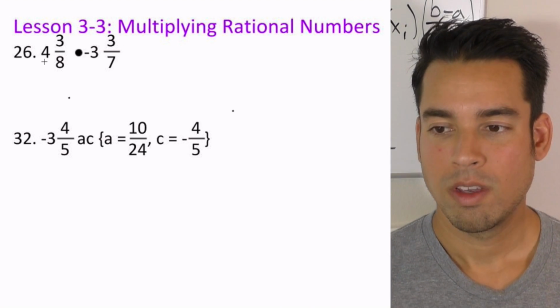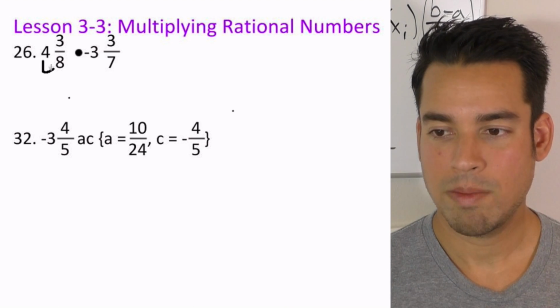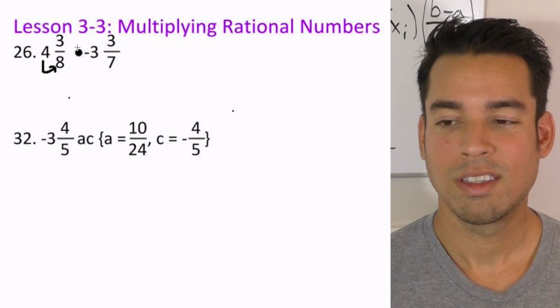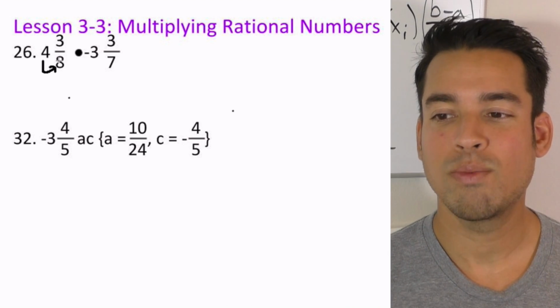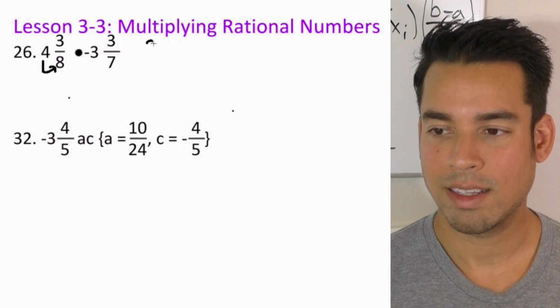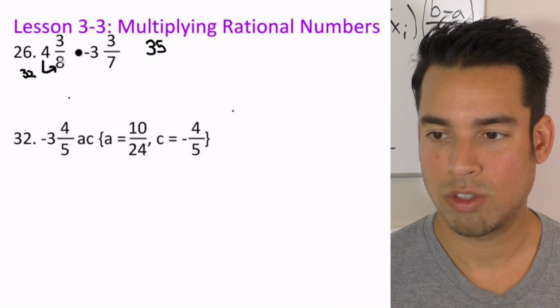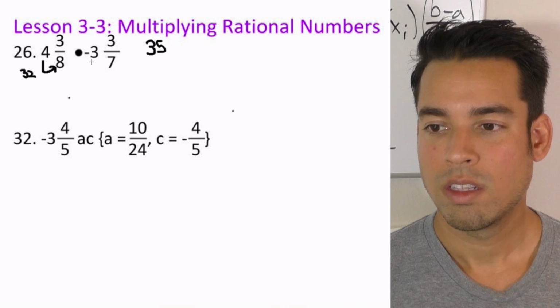How do we do that? We take this number, and we multiply the whole number against the denominator of its fraction. That gives us 32, and then we add it to the numerator. What's 32 plus 3? That is 35. So let me just write 35 over 8 here. Let's do the same thing here.